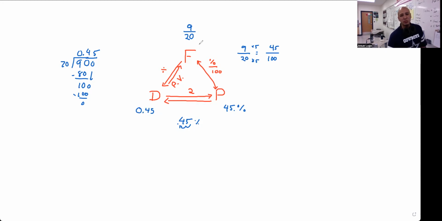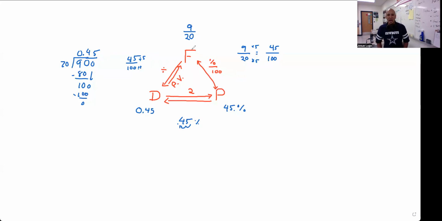And how do I go from a decimal to a fraction? Well, let's just say the right place value. So that's 45 what? 45 hundredths. So that's 45 hundredths. And let's go ahead and simplify that by dividing both of these by 5. And 45 divided by 5 is 9. 100 divided by 5 is 20th. We're back to 9/20.